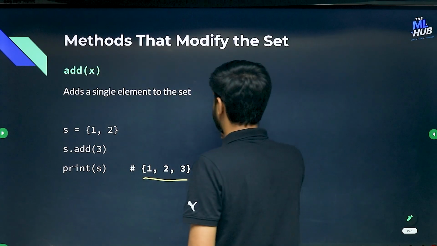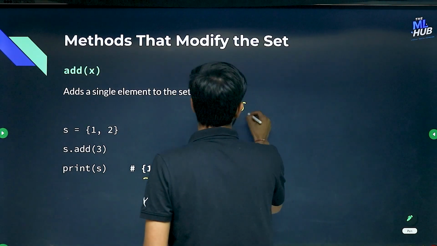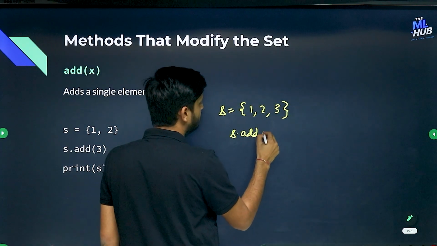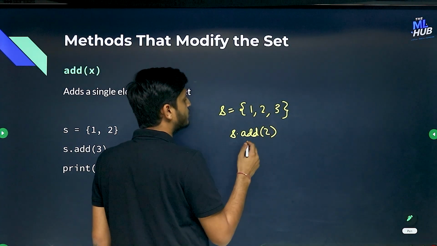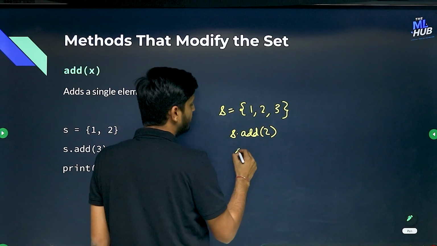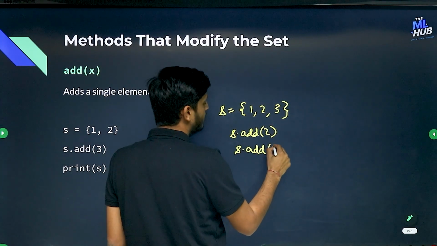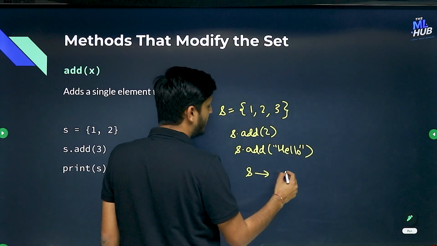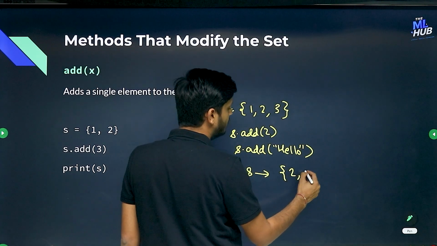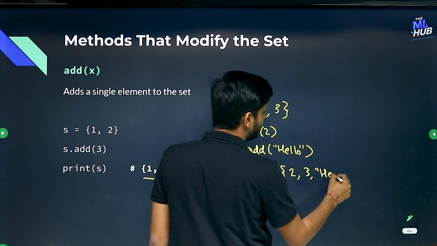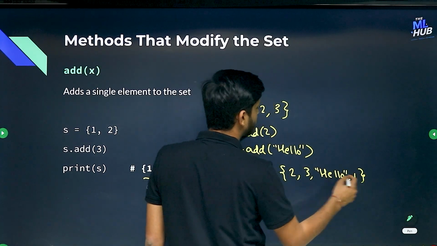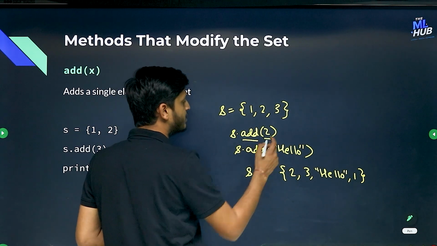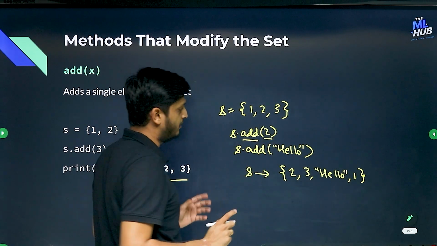And in the same set, let's say right now the set contains elements 1, 2 and 3. If you again say s.add(2), now 2 is already there, so the set will remain the same as it is. If you say s.add('hello'), then it will be added. Now if you print s, you might get any order. Let's say firstly you get 2, then 3, then the string hello, then 1. There are 4 elements. They can come in any order. That's how you can add elements to the set. With the add function, you can just give a single element and that will be added.